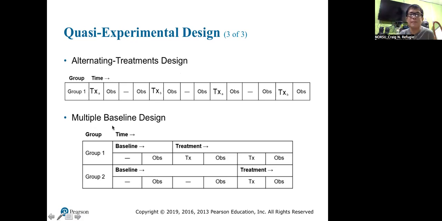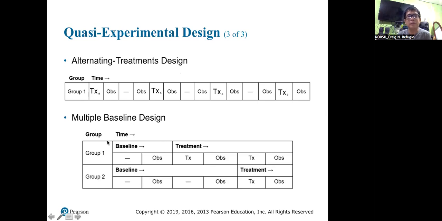For the multiple baseline design, we have group one and then group two. So you have the baseline. You need to have the baseline information, meaning what you see before the conduct of the experiment. We call it the baseline information, and that's actually before the treatment. If you don't know the baseline data, then it would be so difficult for you to have the treatment.